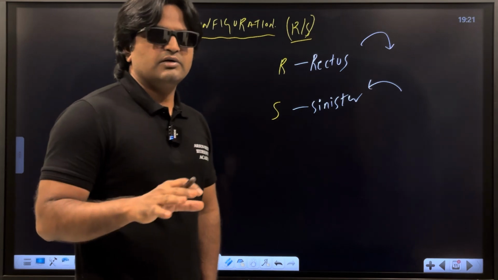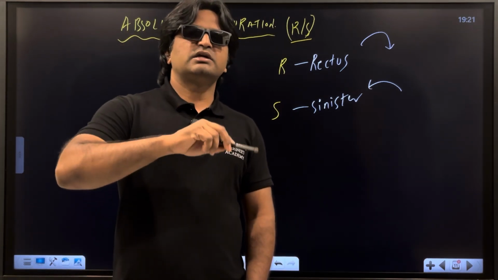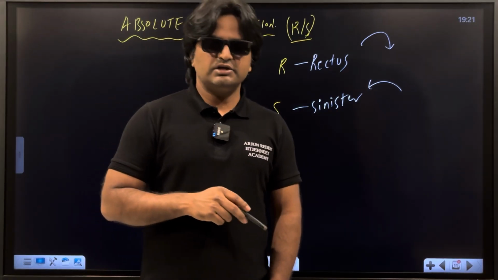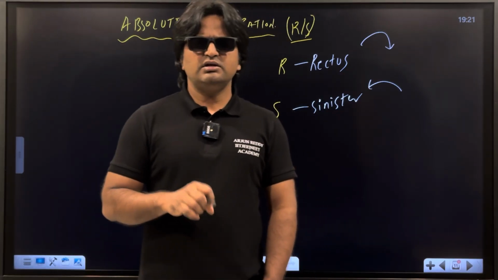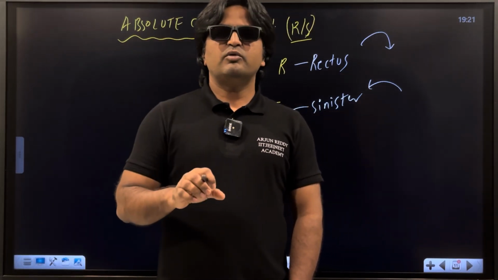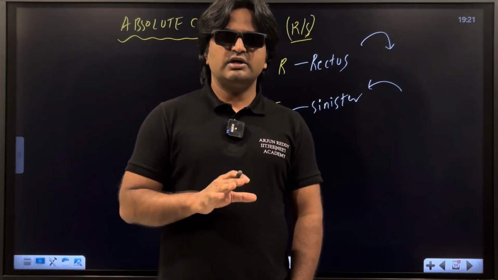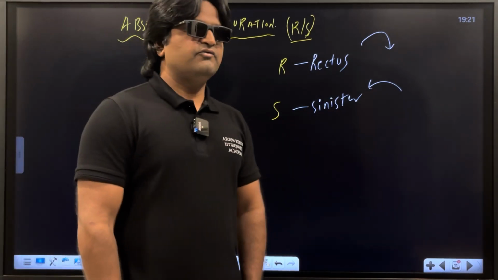What is the meaning of R? Rectus, and S is nothing but sinister. Rectus means clockwise direction, and sinister means anti-clockwise direction. Here, it is not like DL configuration. In case of DL, we just look at the bottommost carbon atom and provide capital D or capital L. But in case of RS configuration, some rules are there, and with the help of those rules we provide RS configuration.